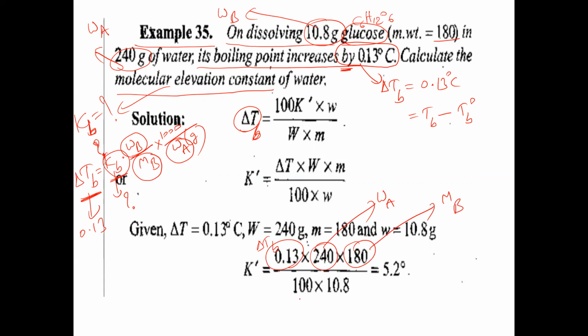And 10.8 is the weight of solute, WB. By substituting all these, with the 1000, we get 0.52. 0.52 will be the Kb value of water. Kb value of water is 0.52 Kelvin kg mole inverse. So this value we have.